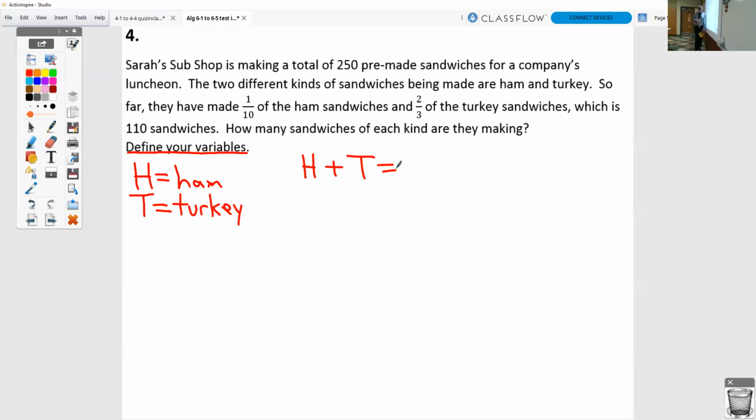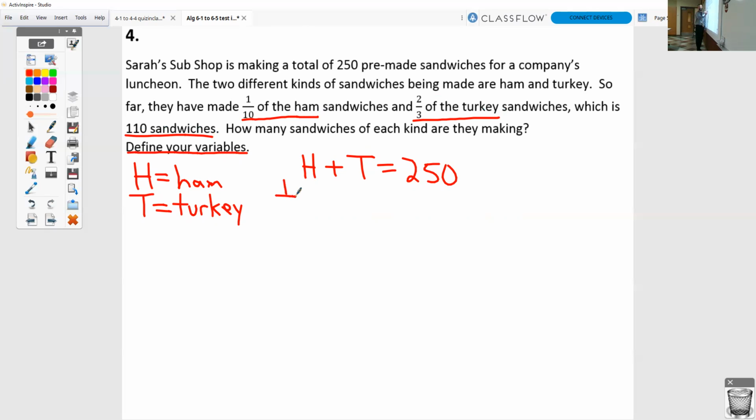If you take your total number of ham sandwiches and your total number of turkey sandwiches, how many total sandwiches are there? 250. So ham plus turkey equals 250. Now we're going to set up our other equation. So far, they've made 1/10 of ham and 2/3 of the turkey, which is equal to 110 sandwiches.